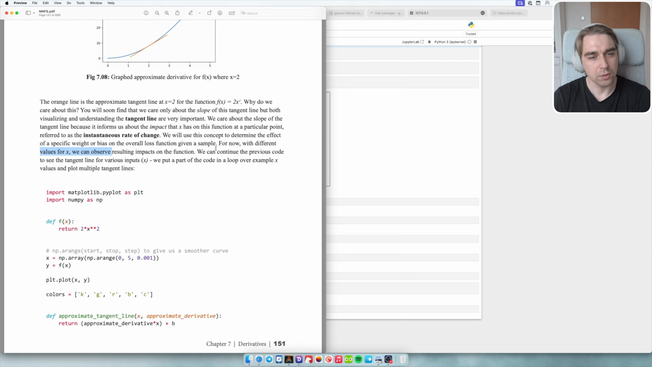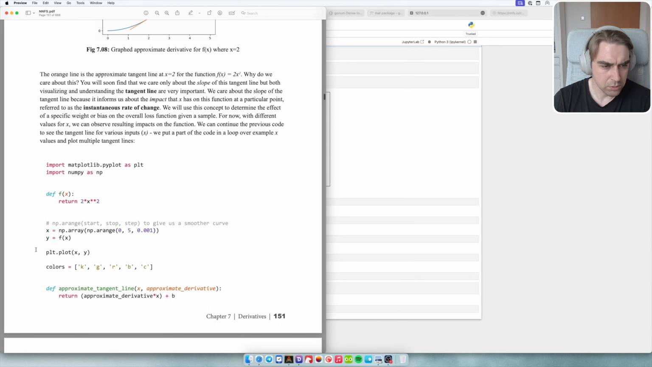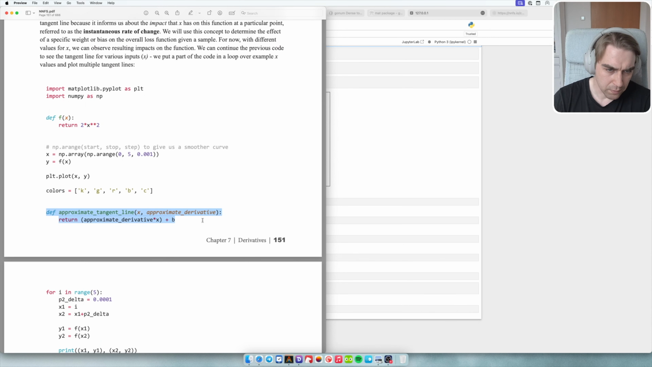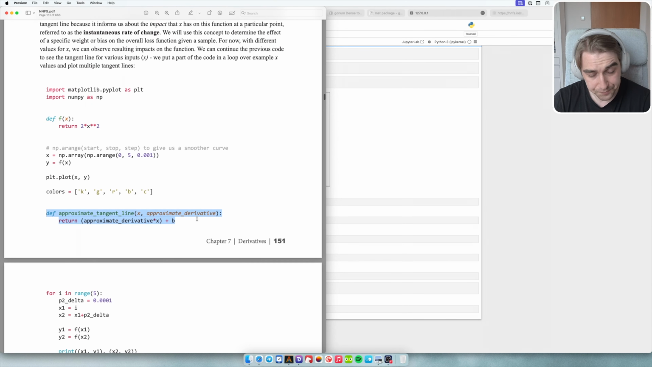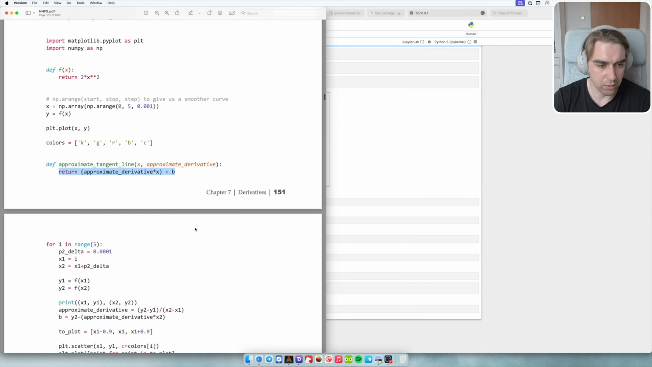Impact on the function. We can continue the previous code to see the tangent line for various inputs x. Yeah, this is what I want. So we generate lots of points, we plot them, and we use different colors. We make a straight line with the approximate derivative. It takes the x value and the calculated approximate derivative, and it draws it as a straight line.